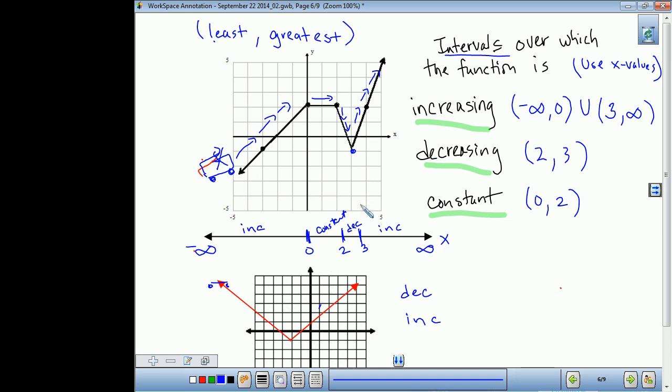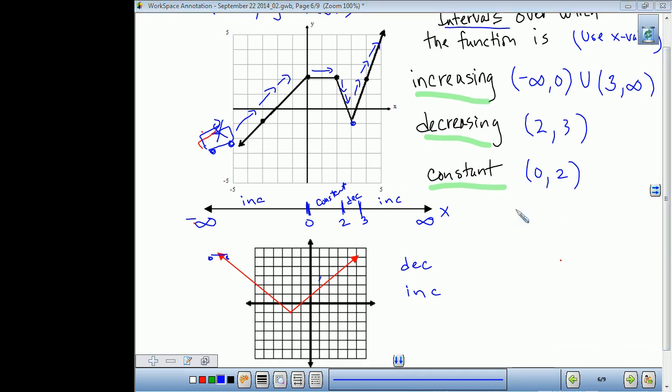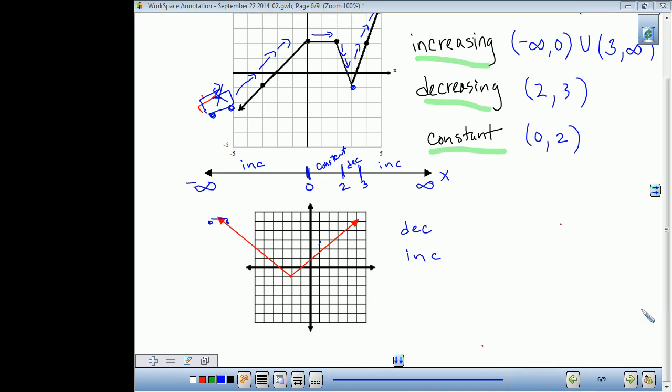Anyone else? All right. So this function did some crazy stuff. Most functions aren't that exciting. Like this function. I tried to make it an absolute value function. It looks like it might be off just a hair. But you don't have to know the name of the function at all. Right now, you just have to tell me over which intervals does this function increase, decrease, or remain constant.